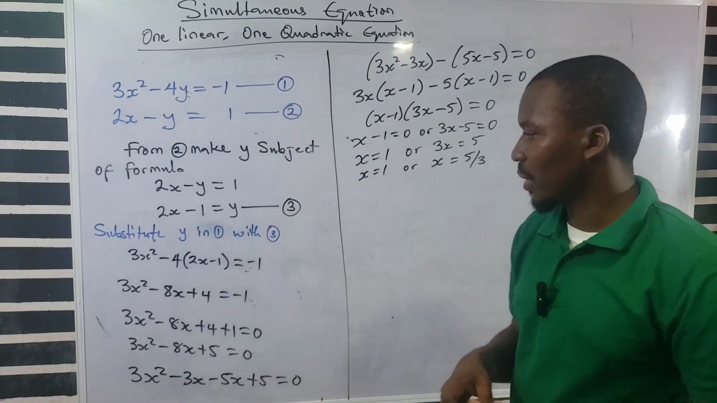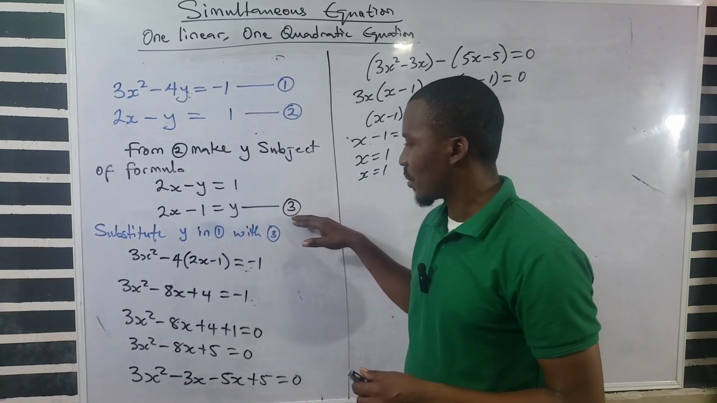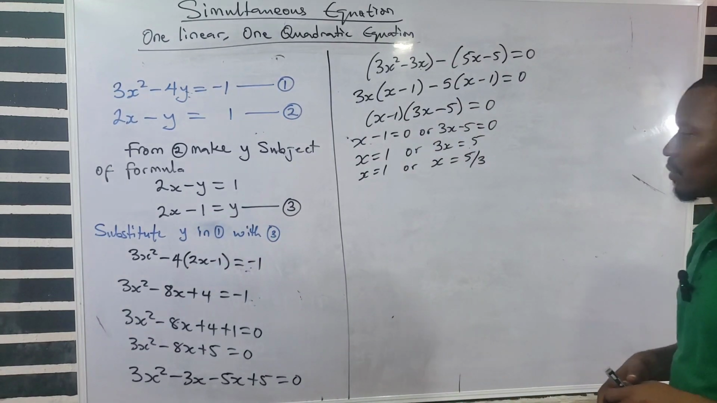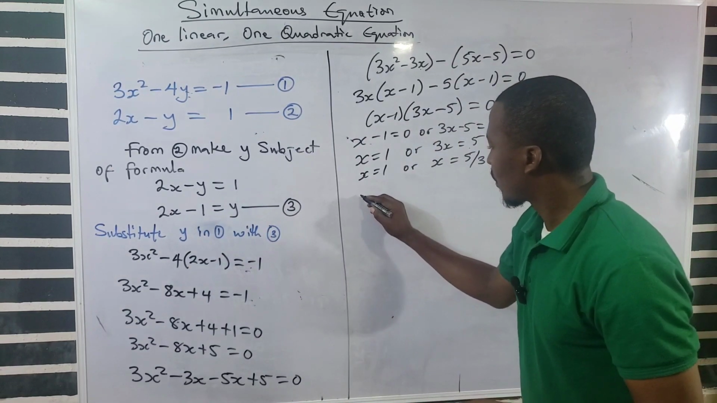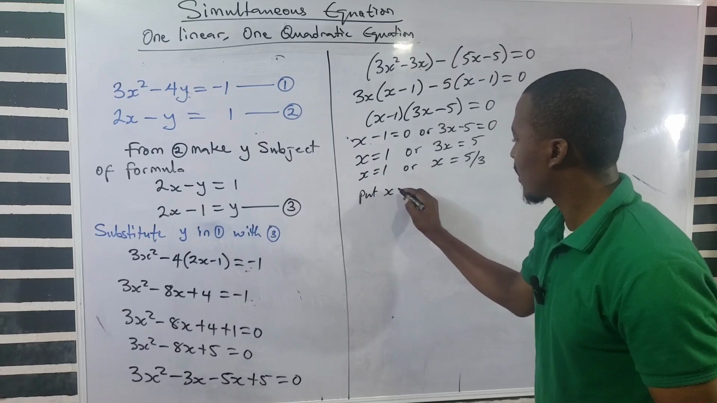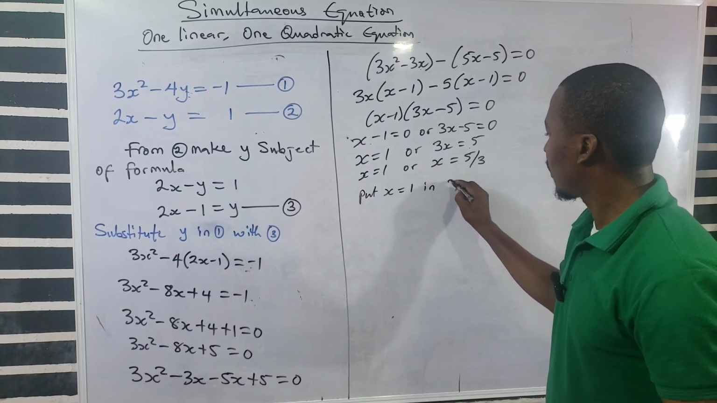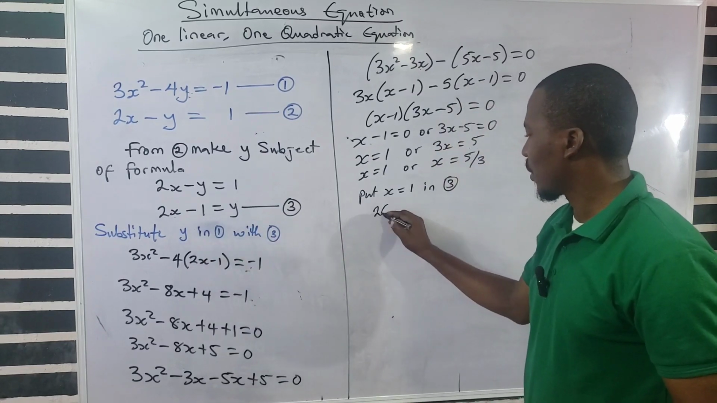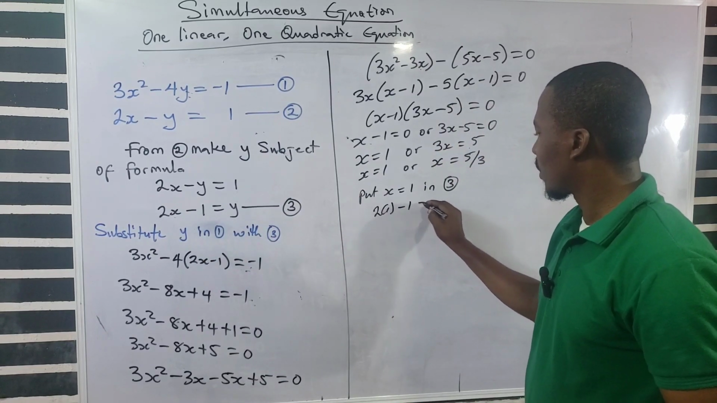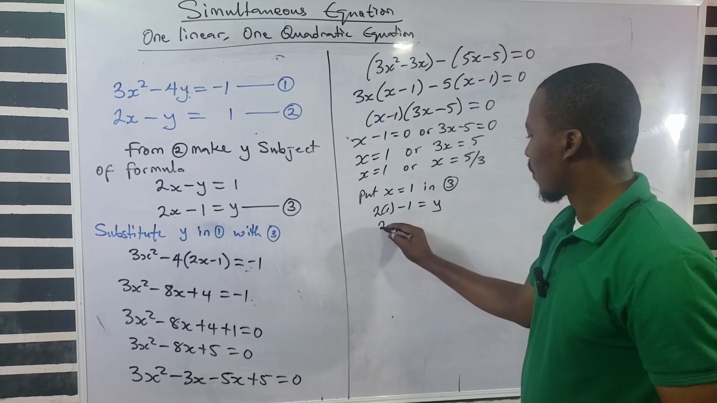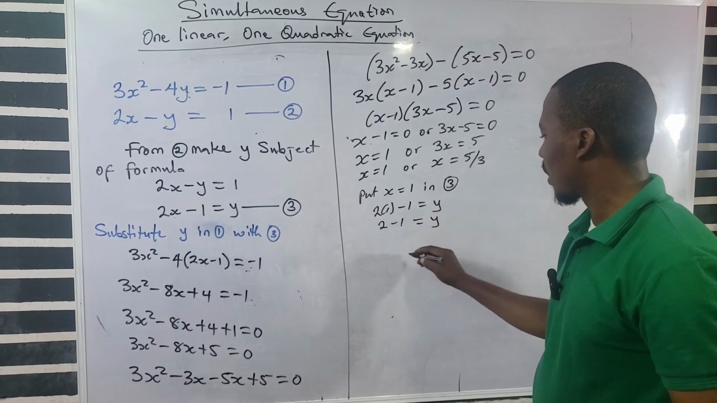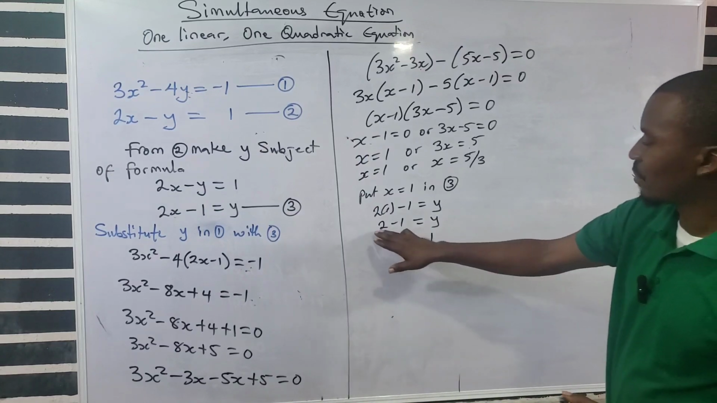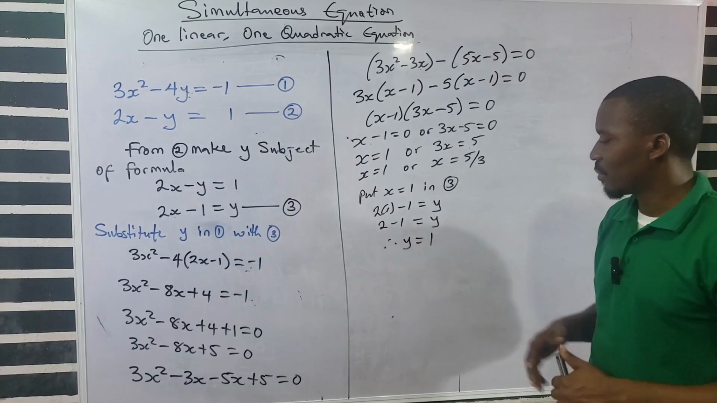So the next thing now is to put the values of x in equation 3 to get the corresponding values of y. So let us do that. So put x equals 1 in 3. So when you put it here, you have 2 into 1 minus 1 equals y. So that will give us 2 minus 1 equal to y. Therefore, y equal to 1. That's because 2 minus 1 will give you 1.